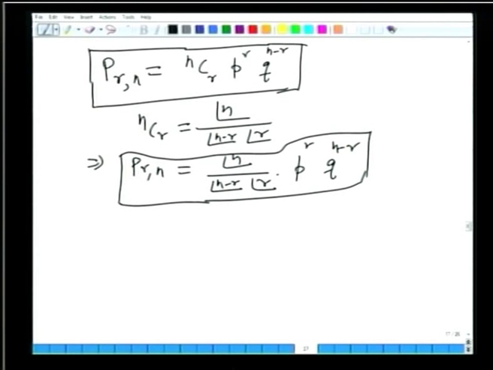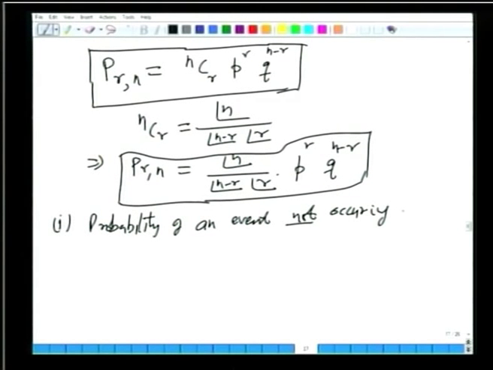Again, I will take a couple of corollaries of this, or results which can be deduced out of this. The probability of an event not occurring at all, can you find it, in n successive trials or years.